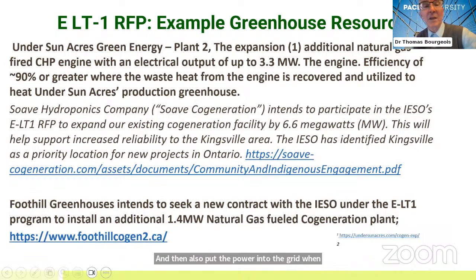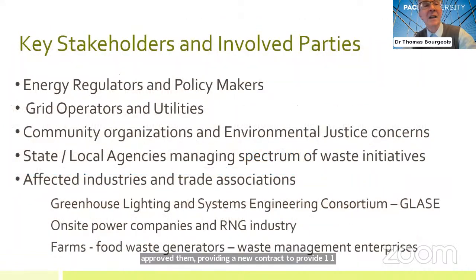I also mentioned this Foothill greenhouse. That's the one I showed you that delivers 8 times more cucumbers per acre. Their local town board in Kings Township, back in February of this year, unanimously approved them providing a new contract to provide 1.4 megawatts of cogen into the system.